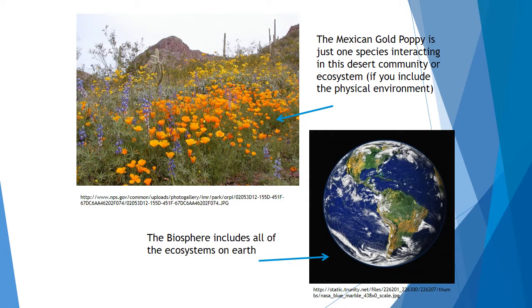And then the biosphere is going to include all of the ecosystems on Earth. So you've got the rainforest ecosystem, you have the desert ecosystem, you have the tundra ecosystem, and when you put them all together, that makes up the biosphere, or all of the ecosystems on Earth. So these levels of life, the first one where we start to include abiotic factors in the environment would be at the ecosystem level.